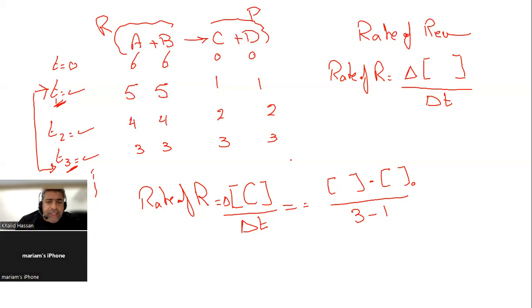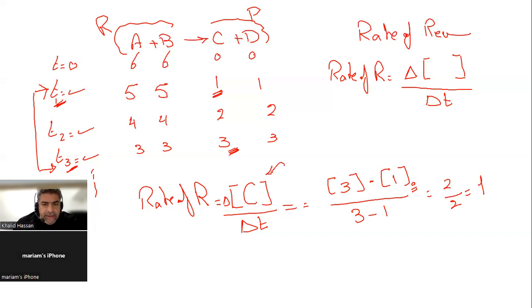So what is the final concentration? It will be 3. What is the initial? It will be 1. Of course, 0 here means the initial. We know that delta always means final minus initial. So what we have here is 2 over 2 equals 1. So what is the unit? Take care.